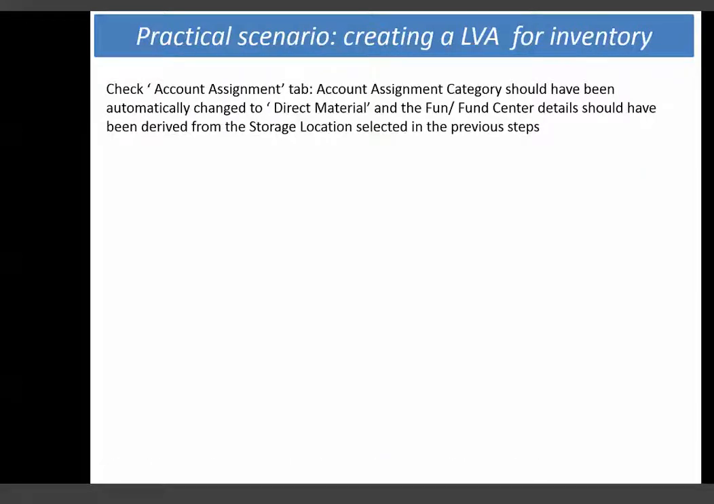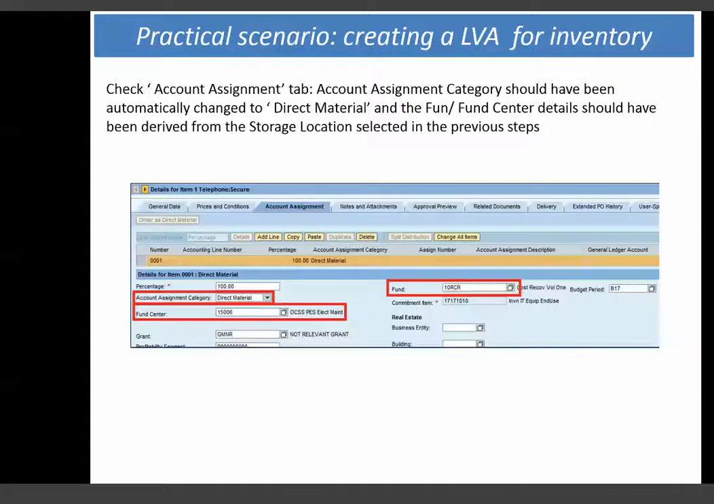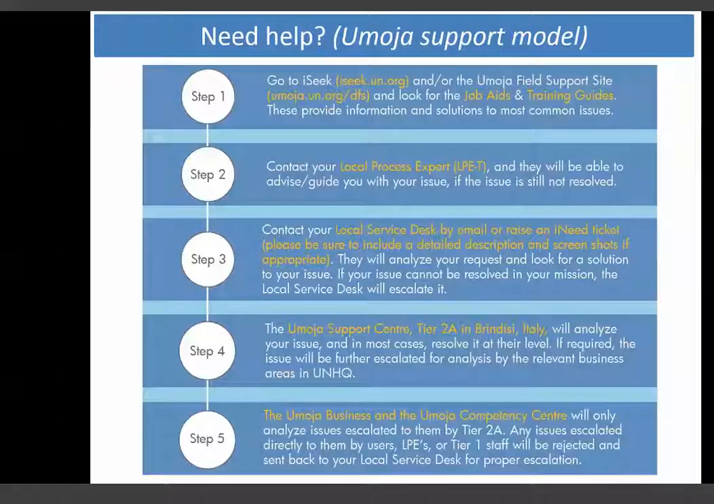So we will check the account assignment tab. We will verify that the account assignment category has been automatically changed to direct material, and the fund center details, budget period, etc. have been derived, and it's correct, so we don't need to input any information. So with this, we are almost at the end of our session.